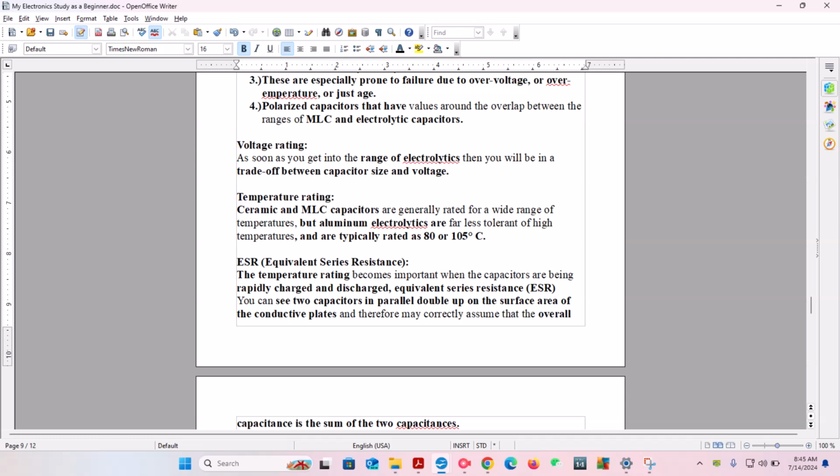Now ESR stands for equivalent series resistance. The temperature rating becomes important when the capacitors are being rapidly charged and discharged. Equivalent series resistance, or ESR, is a specific type of rating.